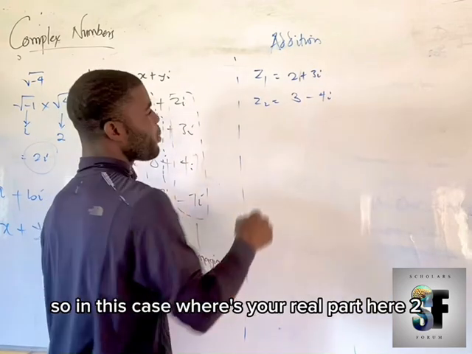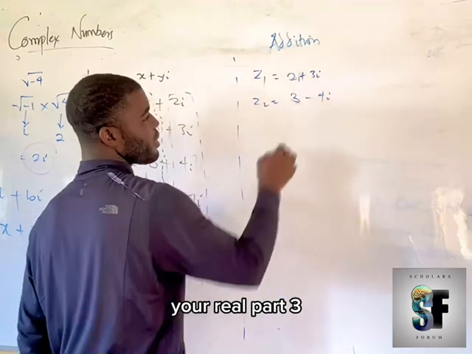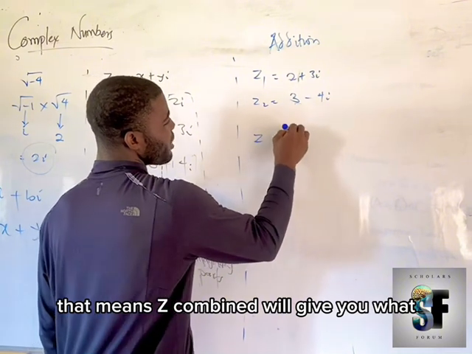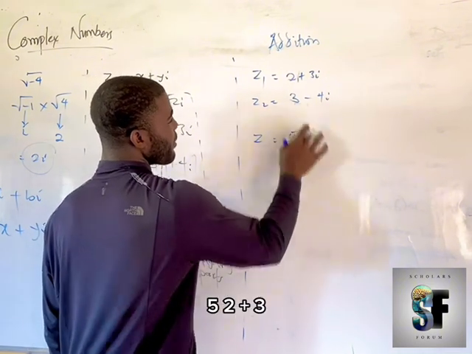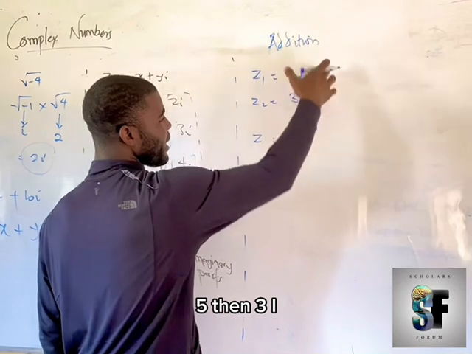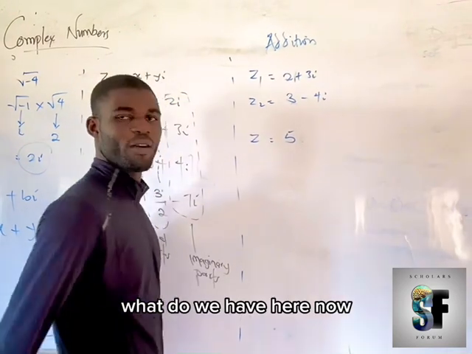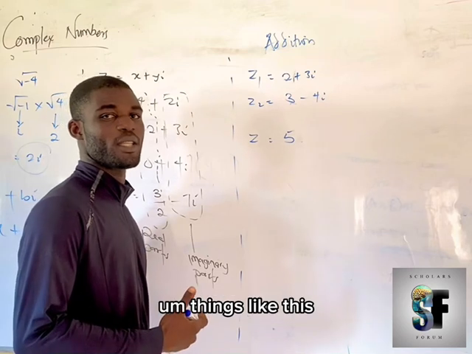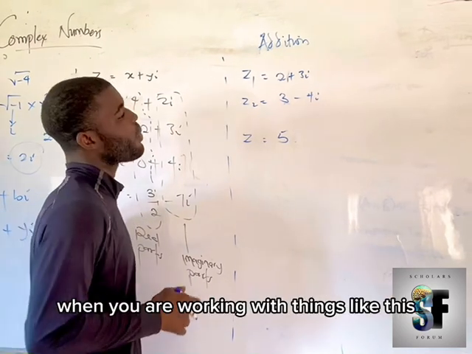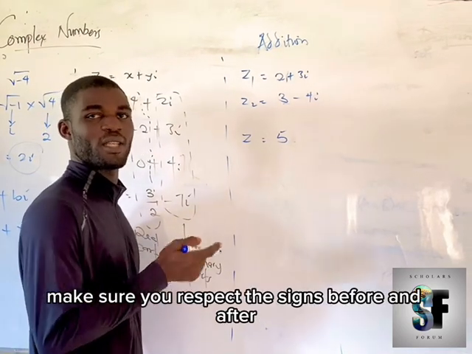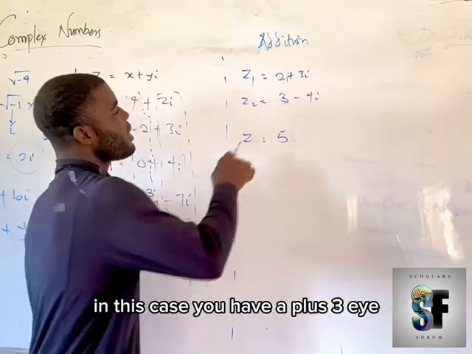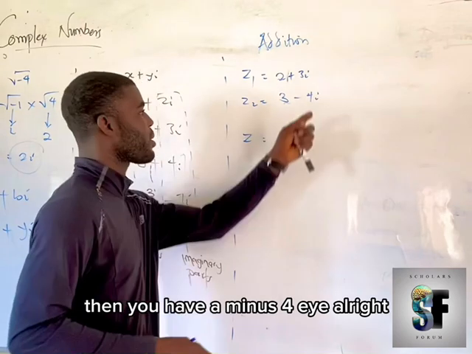So in this case, where's the real part here? 2, the real part 3. So if I add 2 plus 3, that means z combined will give you 5. Then 3i. What do we have here now? Many of you get confused when you are working with things like this. So I would advise you, make sure you respect the signs before and after each of the variables that you are working with. In this case, you have a plus 3i, here you have a minus 4i.